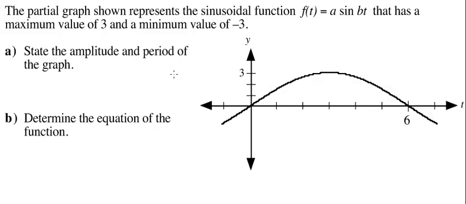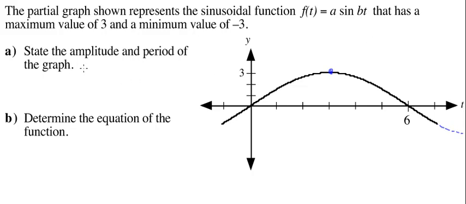More amplitude and period, but they're getting a little trickier on us. There's a sinusoidal function that has a maximum value of 3, there it is, and a minimum value of -3, which we do not see. This wave is going to continue downward. It'll eventually bottom out at -3, they assure us, and then start coming back up.